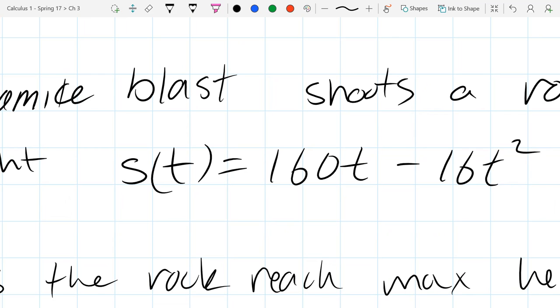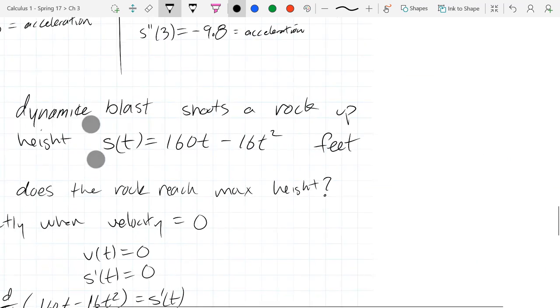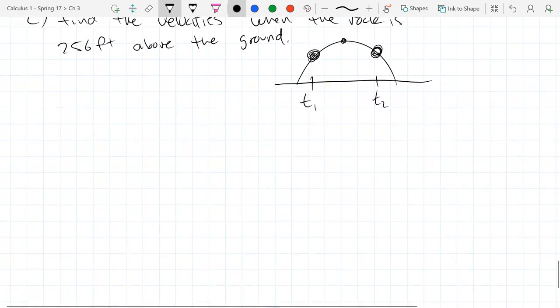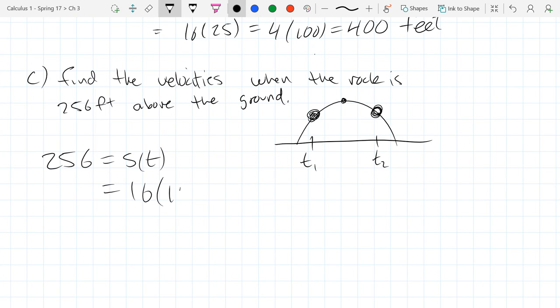So I have to plug in 256 for the right thing. Where do I put 256? Two choices. Do I plug it in for T, which would go in all the T's, or do I plug it in for S of T? That would be my S of T. So that is my number of feet. So this will be 256 equals S of T. And I'm going to use the factored version, which is 10t minus t squared times 16.